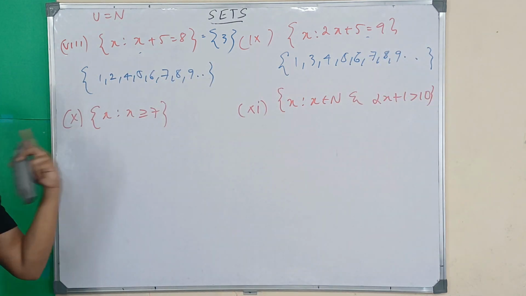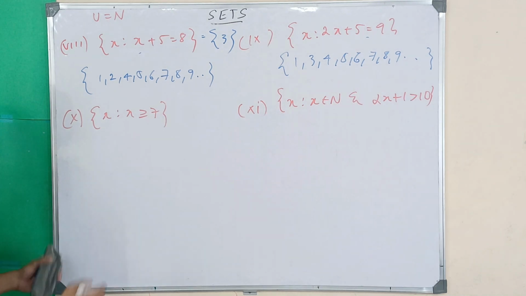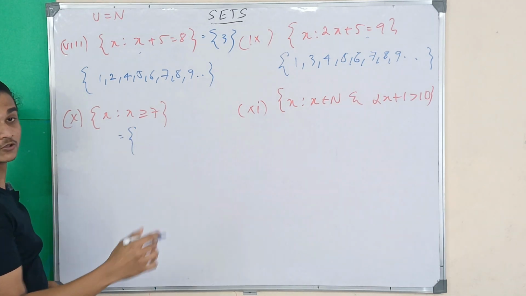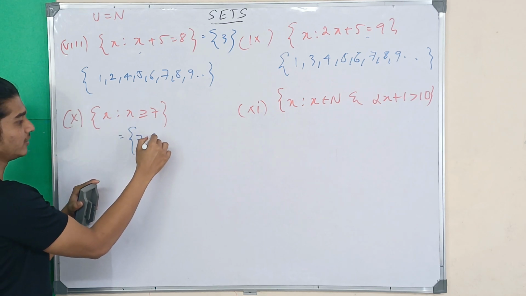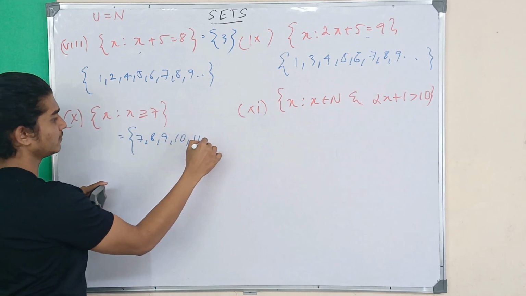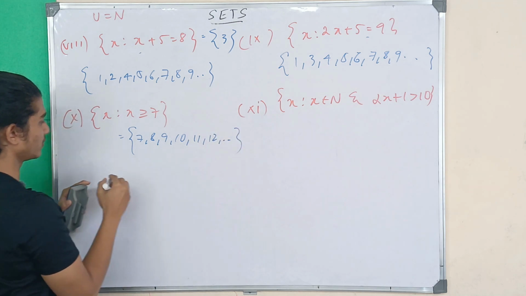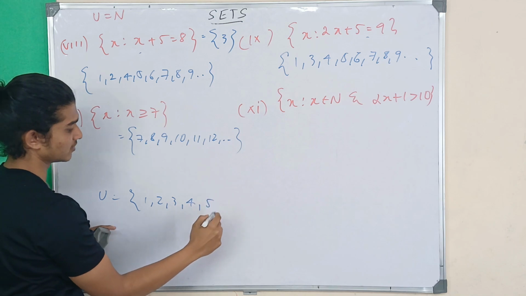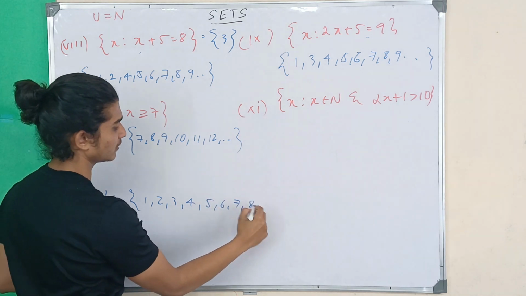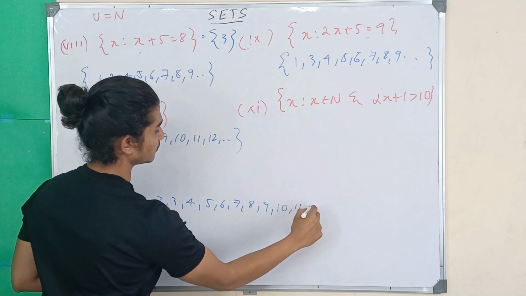So here we have set of all x such that x is greater than or equal to 7. So what are all the numbers here? Greater than or equal to 7. You have to include 7 also, because the equal to sign is there. So 7, 8, 9, 10, 11, 12, and so on. Our universal set, as I told you, is 1, 2, 3, 4, 5, which are all the natural numbers, 6, 7, 8, 9, 10, 11, 12, and so on.